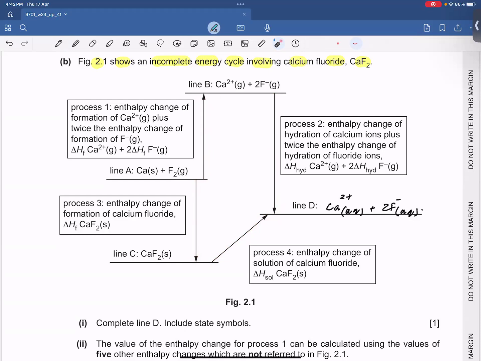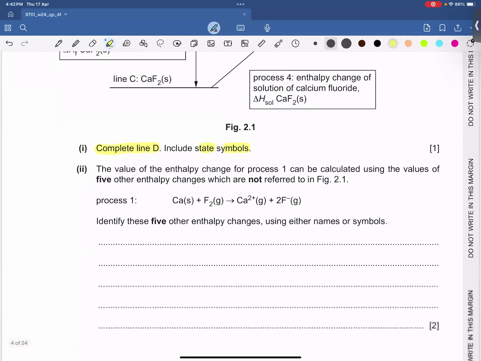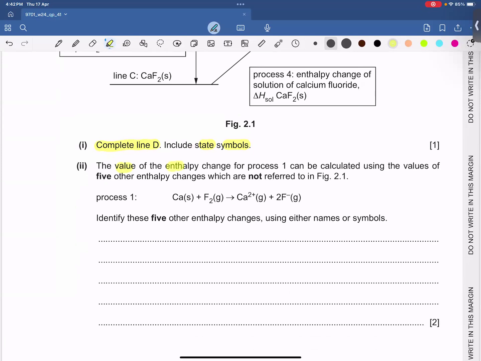Okay, one more thing. I've done complete the line D, include state symbols. Let's move on to the next part. The value of enthalpy change for process 1 can be calculated using the values of 5 other enthalpy changes which are not referred in figure 2.1. Process 1 is represented by this. Identify these 5 enthalpy changes.